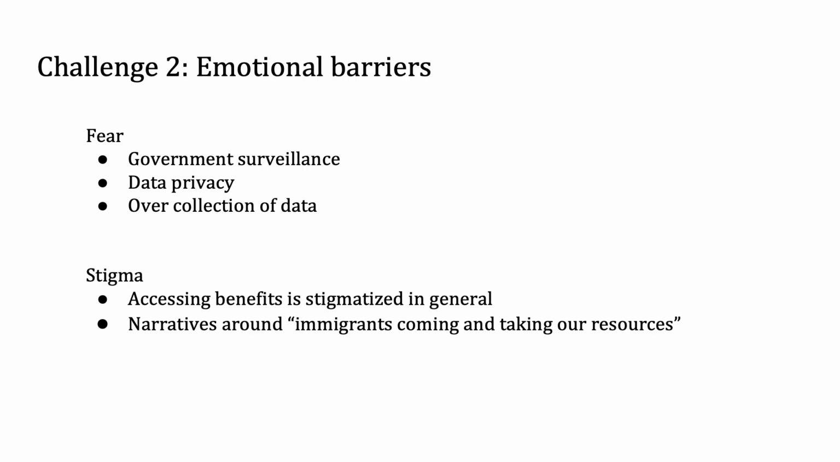The second challenge that we identified was emotional barriers, and these were mainly fear and stigma. There was a great deal of fear identified from both professionals and asylum seekers around government surveillance, as well as concerns around data privacy when using online and digital tools, which was exacerbated by over-collection of data in a lot of different types of resource settings. Additionally, accessing benefits had a lot of stigma attached to it, and accessing benefits more generally can also have this stigma attached, but due to increasing narratives around immigrants coming and taking more resources, the stigma has been exacerbated amongst different immigrant groups.